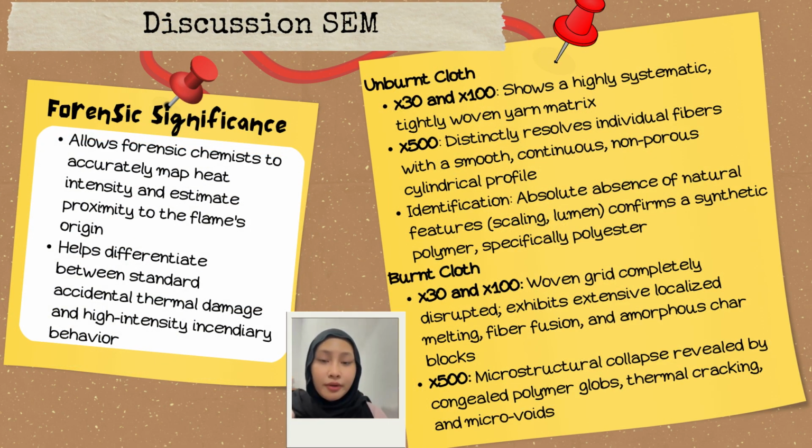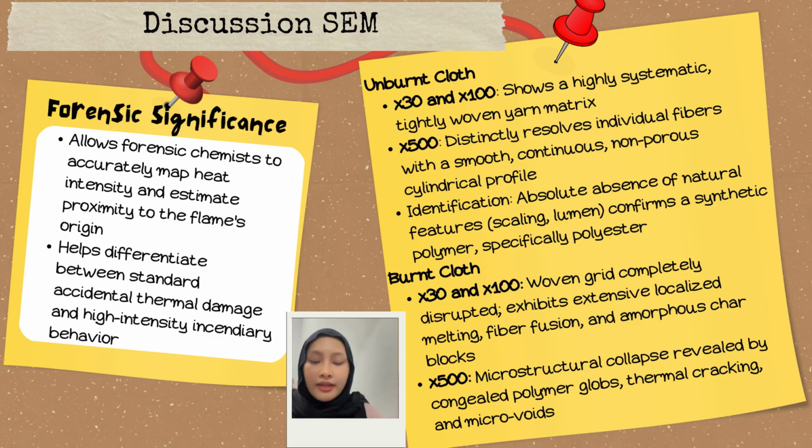For the discussion part, looking at the SEM result of sample B, the unburned fabric shows a highly systematic, tightly woven yarn matrix at the lower magnifications. Zooming in to 500 times magnification, the individual fibers appear remarkably smooth, continuous and non-porous with a uniform cylindrical profile. The complete absence of natural surface irregularities confirms that this is a synthetic polymer, specifically polyester.